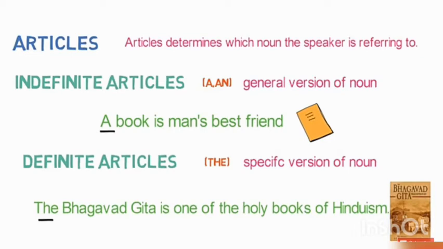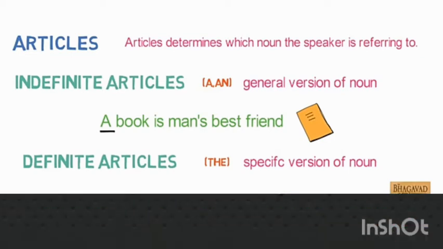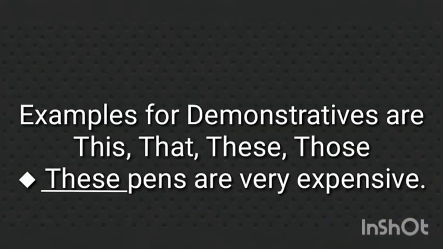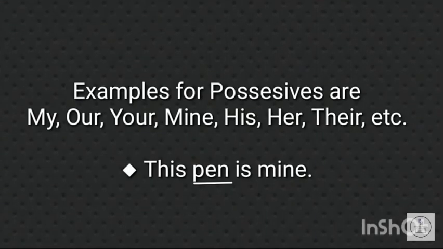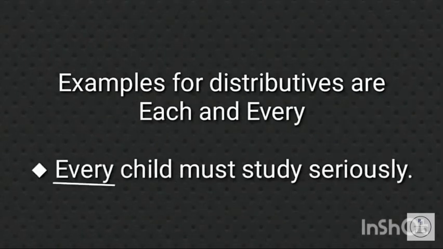Next we will see examples for demonstratives, that is this, that, these and those. These pens are very expensive. Next, examples for possessives are my, our, your, mine, his, her, their, etc. For example, this pen is mine. Next, distributives. Examples for distributives are each and every. Every child must study seriously.